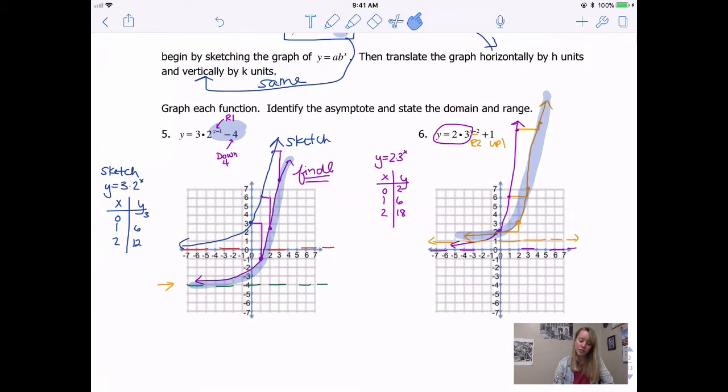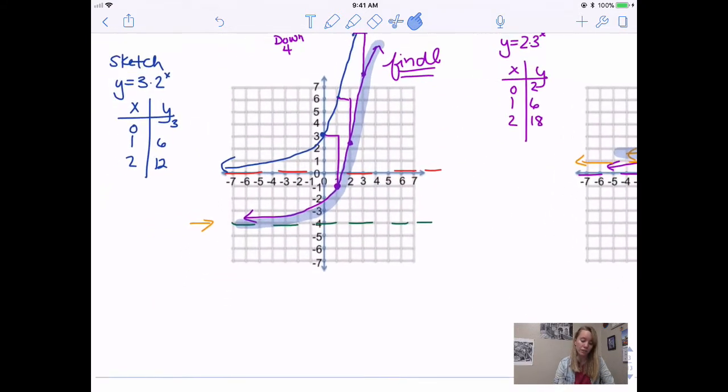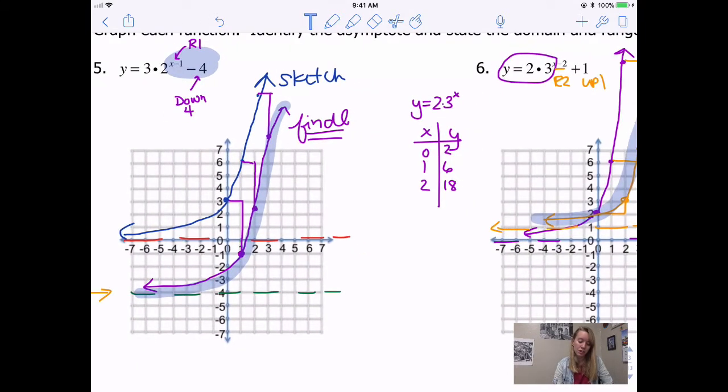So now let's actually look at the domain and the range and the asymptote for both of these graphs. The first graph, number 5, my domain is always going to be all real numbers. But I really want to concentrate on that horizontal asymptote and the range. So the horizontal asymptote is no longer y equals 0. It's moved down. So I've got y equals negative 4. My range is either going to be all of the values above the asymptote or all of the values below the asymptote. So this time they're all above. So I say y is greater than negative 4.